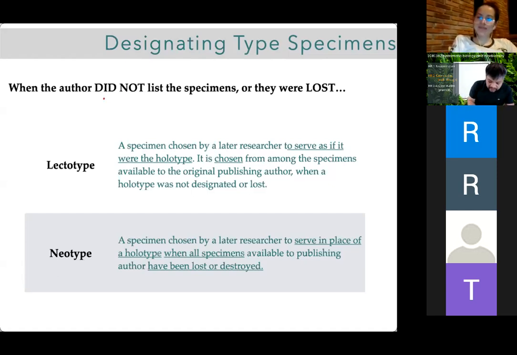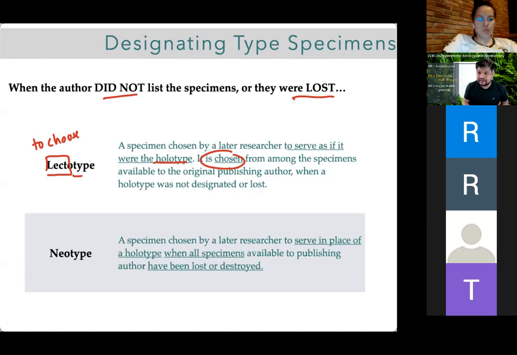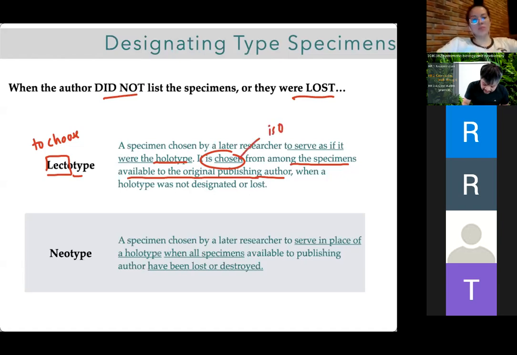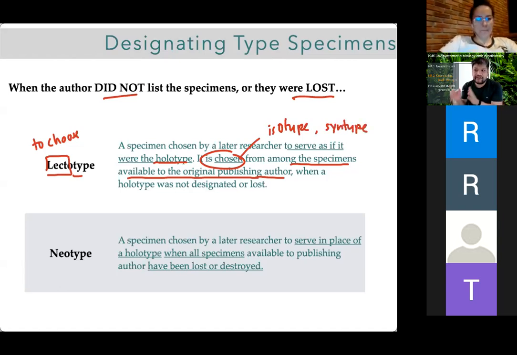So if they did not list the specimen or if the specimen were lost, you can do a few things. You can do a lectotype, the lect comes from 'to choose'. Think of election, you choose something. So you choose a new type to be a new holotype. The holotype might be lost. They probably chose a holotype, but it's gone, or they didn't choose a holotype. But you can choose from the specimens that were available to the original publishing author, meaning you are sure that this specimen was collected by that person. So you can choose from the isotype or the syntype to replace the lost holotype or the holotype that did not specify.